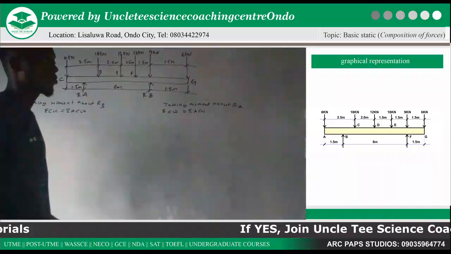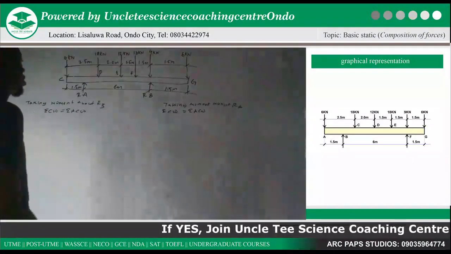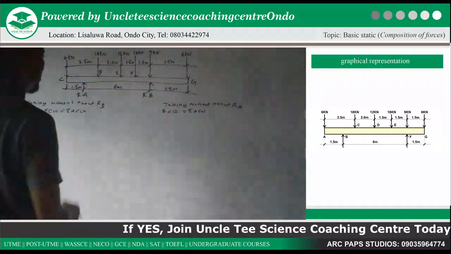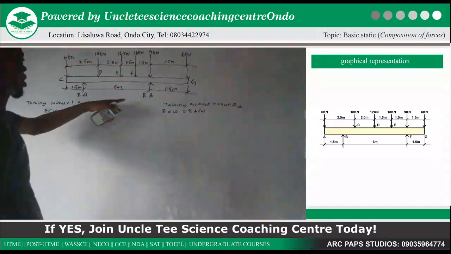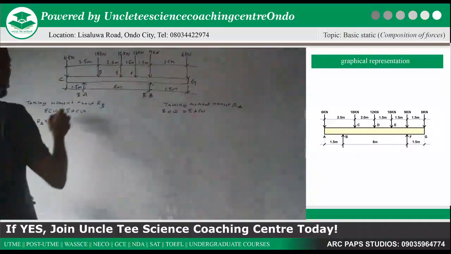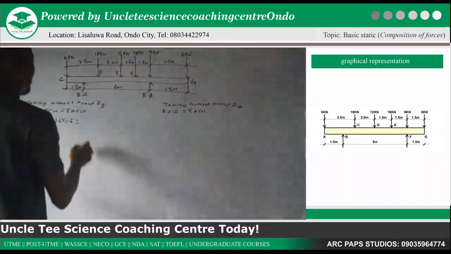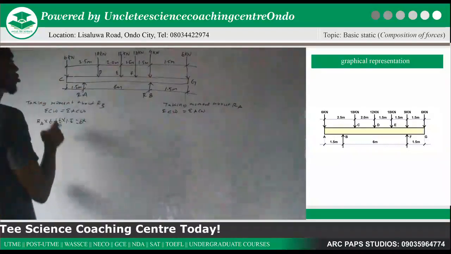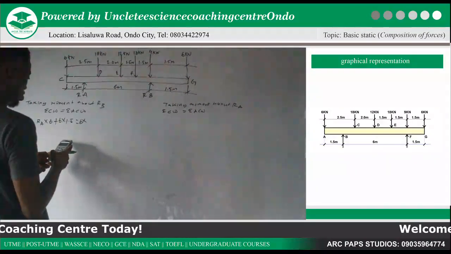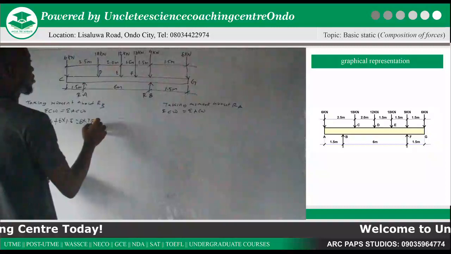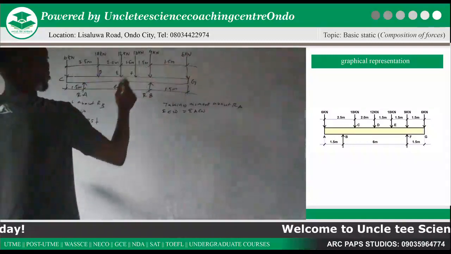Now, in this question, we are looking for the reactions at A and also at B. Taking moments about RB, summation clockwise, we have our RA times distance to RB, which is 6, plus 6 times distance to RB, which is 1.5. Our anti-clockwise forces will be 6 times distance to RB, that is 2.5 plus 2 plus 3, which will give us 7.5, plus 18 times distance to RB, 2 plus 3.